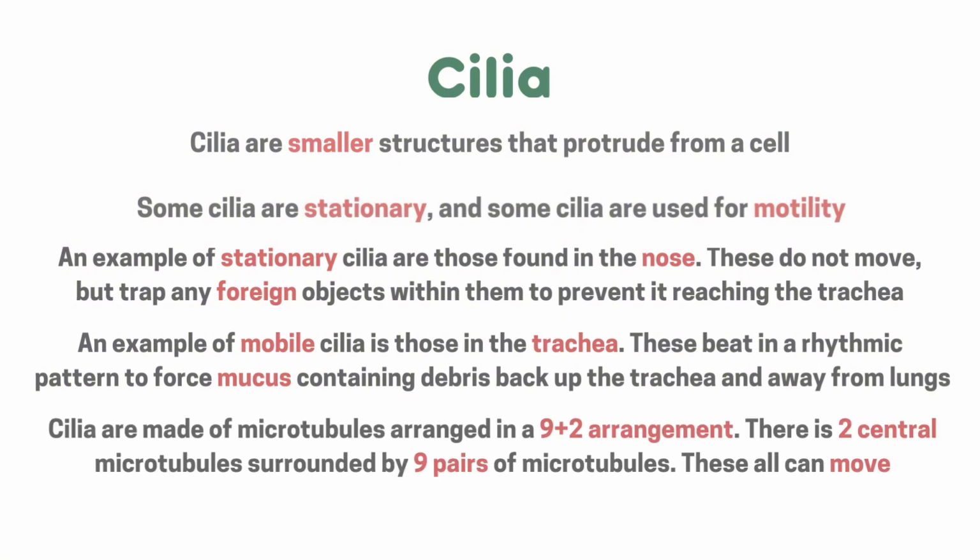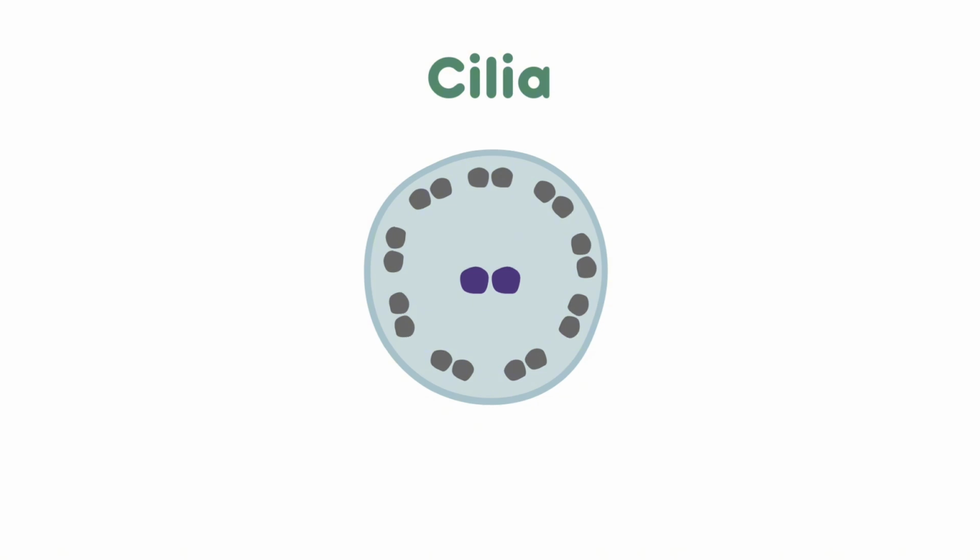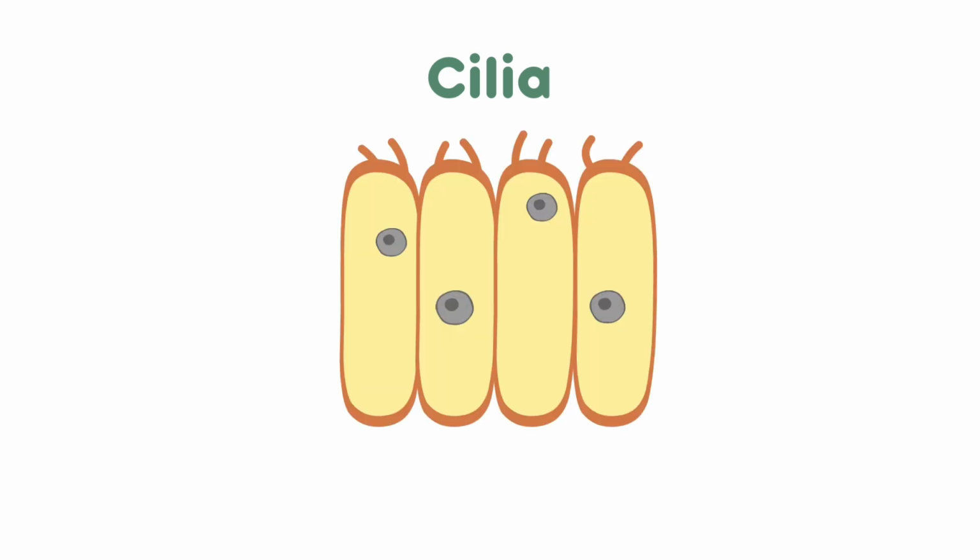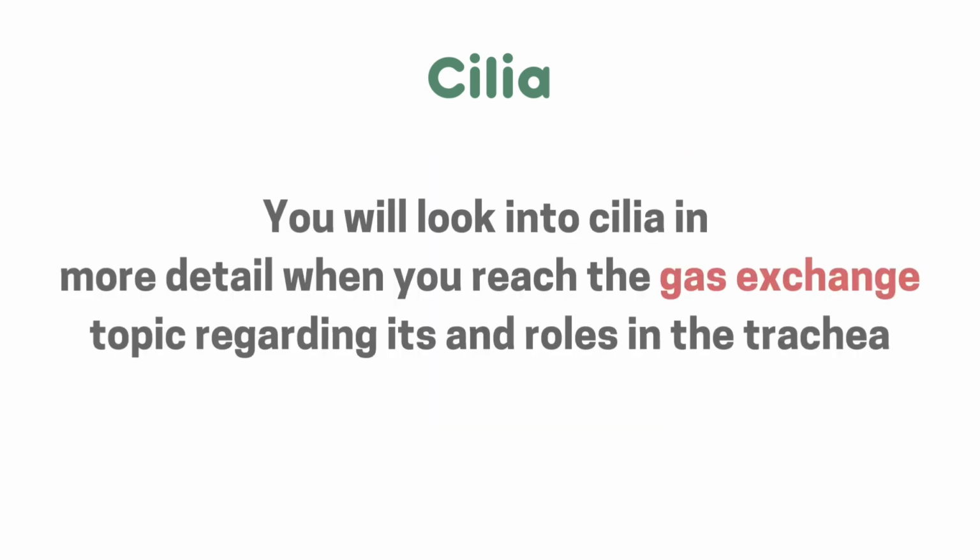Cilia are made of microtubules arranged in a 9+2 arrangement. There are 2 central microtubules surrounded by 9 pairs of microtubules. These all can move. Here you can see a transverse cross-section of a cilia. This has 9 double microtubules with 2 central microtubules. For example, these are ciliated epithelial cells found in the trachea. As you can see, they contain cilia. This is so that mucus in the trachea can be wafted back up the trachea away from the lungs. You will look into cilia in more detail when you reach the gas exchange topic regarding its roles in the trachea.